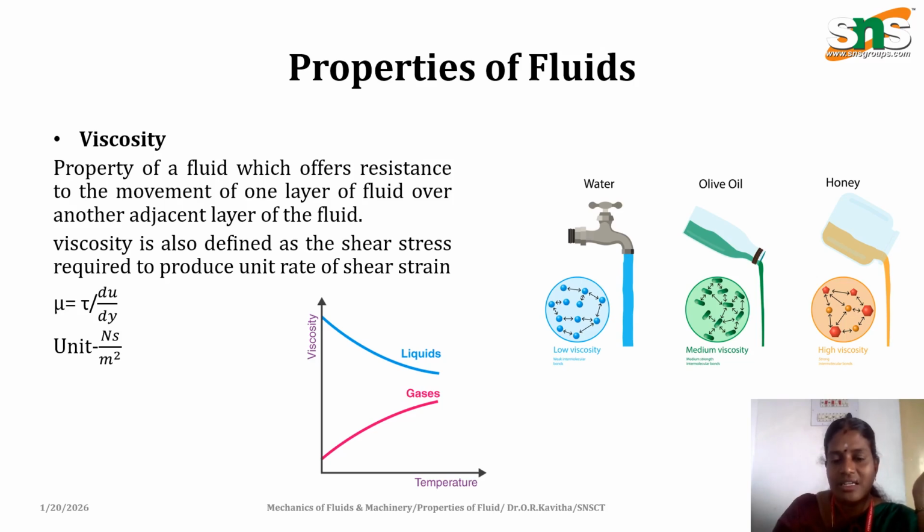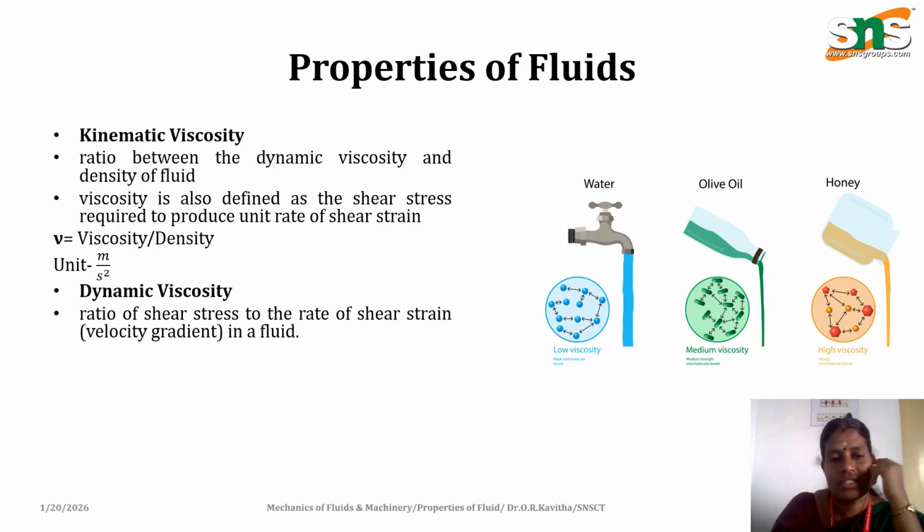It is represented graphically as viscosity versus temperature. If I increase the temperature, if I boil the water, what will happen? The viscosity will be reduced. For example, if I heat oil for cooking, you can see the oil flows very easily, which means the viscosity is reduced. But if I heat a gas, the viscosity will be increased. The viscosity may be kinematic viscosity or dynamic viscosity.